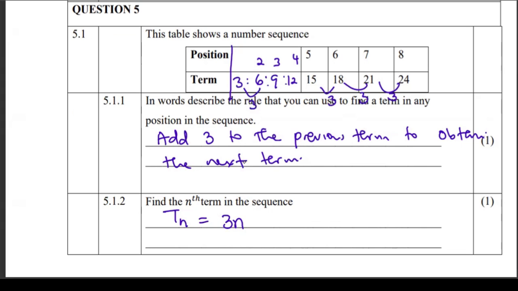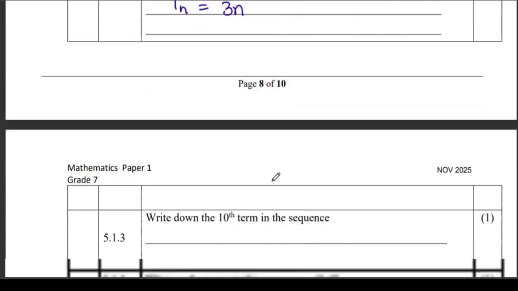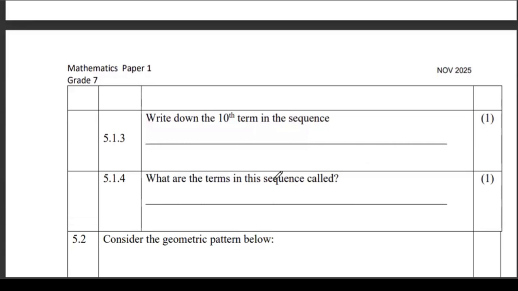So what's happening? It's basically 3n. Because I know that 3 times 5 is 15, 3 times 6 is 18, 3 times 7 is 21, 3 times 8 is 24. 3 minus 3, there is nothing to add there. Then write down the 10th term. So T10 is going to be 3 times 10, because 3n means a multiplication, 3 times n. So that becomes a 30.